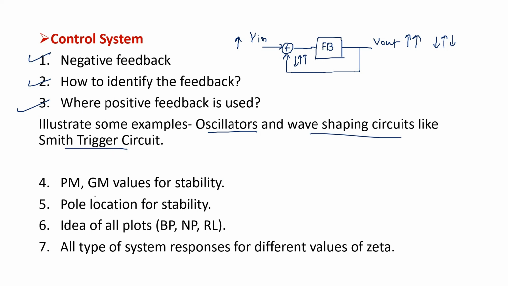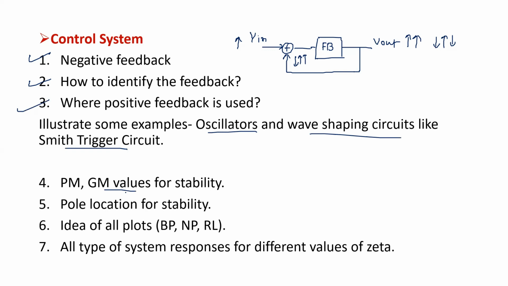Now, phase margin and gain margin values for stability. Usually you know that these should be positive values, phase margin and gain margin. You should be clear with the meaning, and also what should be their sign and values for stability. Pole location for the stability: what is the meaning of a pole when it goes on the right and when it goes on the left side of the plane.